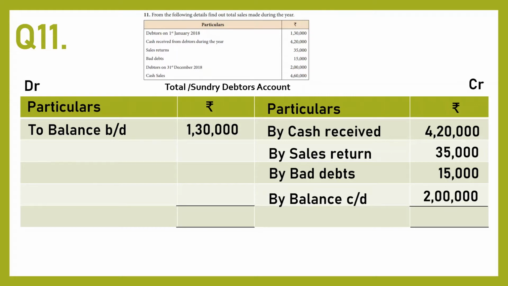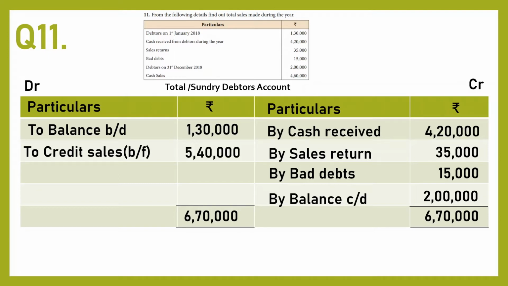What is the total of all of this? The total is 6.7 lakhs. Now you extend 6.7 to the left of the account, and what you will see as a balancing figure here is nothing but the credit sales made during the year. The credit sales made during the year is the balancing figure, which is 6.7 lakhs minus 1.3 lakhs, which is 5 lakh 40,000.